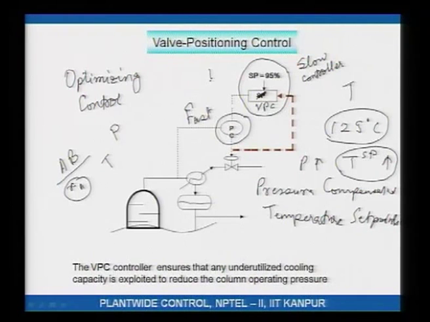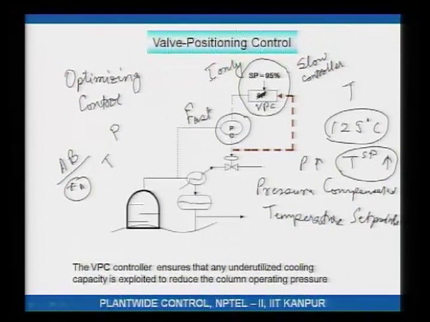What that essentially means is, you do not want to change the pressure set point too quickly. You change the pressure set point slowly but surely, and the action of the pressure controller will cause the cooling water valve to open. Okay. Since it is supposed to be a slow controller, many times these valve positioning controllers are I only, integral action only, just a slow integrator.